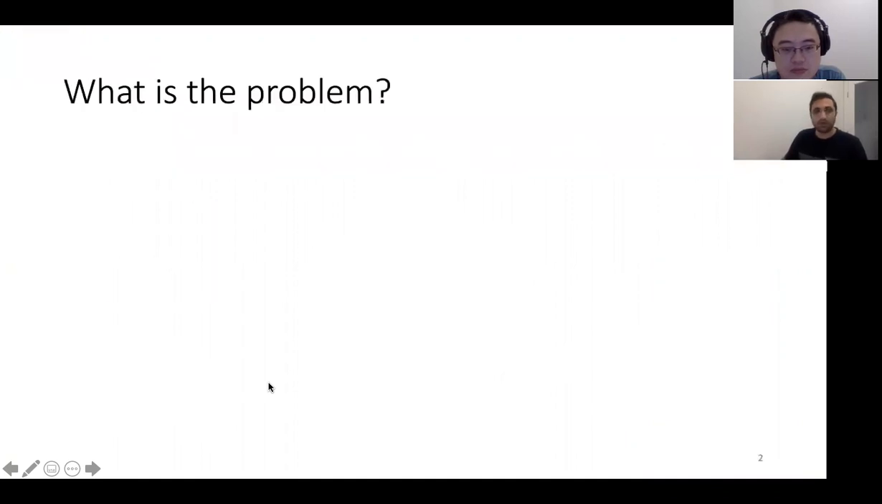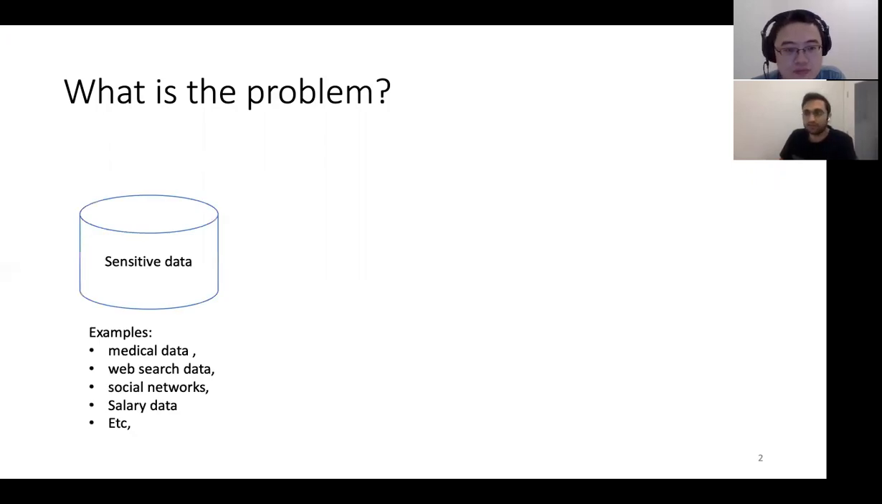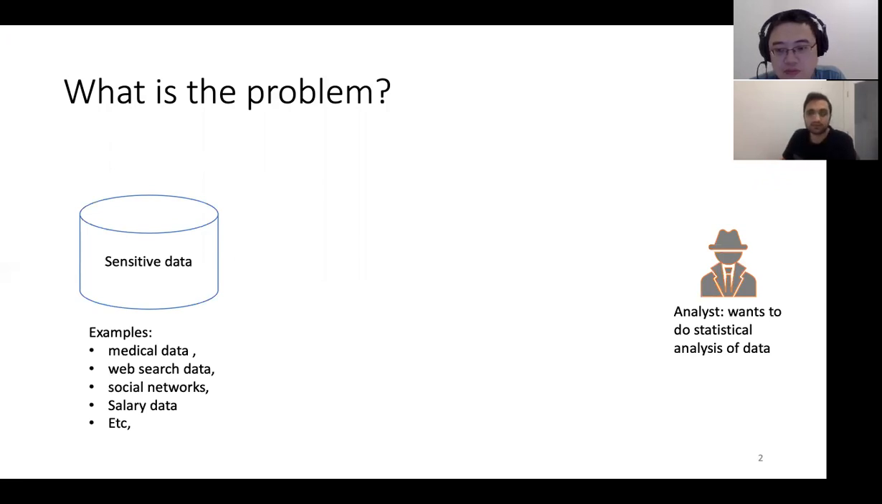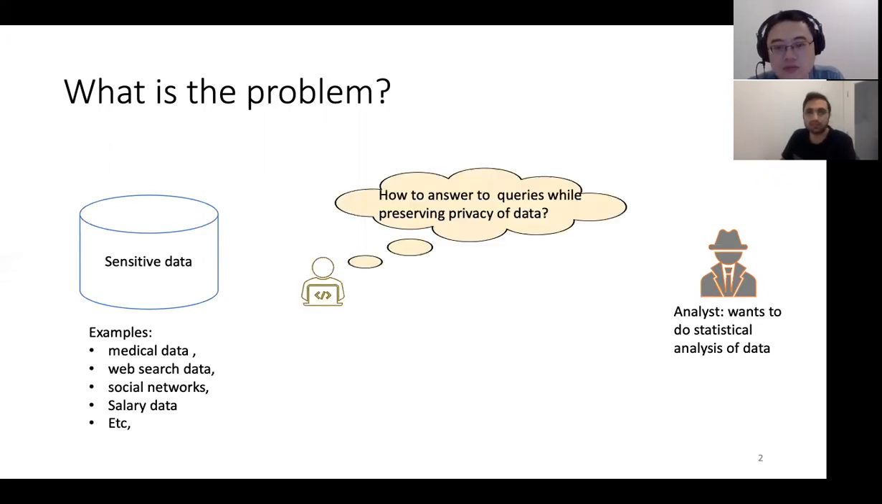Let me start with the problem definition and what the problem is from a very high level point of view. So let's say we have a sensitive data set. Examples are medical data or web search data, social networks or salary. And then there are some analysts who want to do a statistical analysis of the data. The analyst asks some queries about the data, and our goal here is to answer the queries while we preserve the privacy of the data set. So this is the general overview of the scheme of the work that we want to do here.